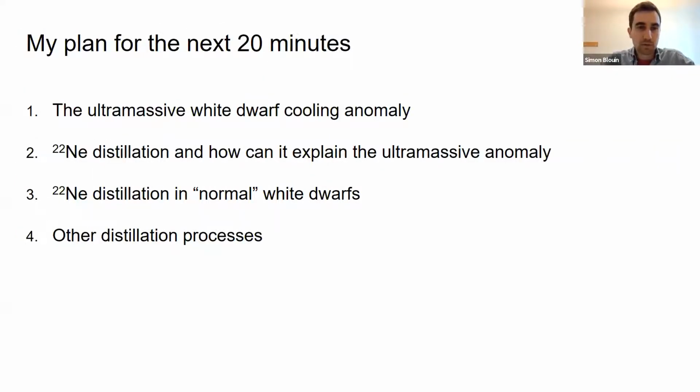So my plan for the next 20 minutes is first to explain what this ultramassive cooling anomaly is. Then from there, I will introduce the idea of neon 22 distillation and how it can explain this anomaly. I will then explain how this same process can also alter the evolution of more normal white dwarfs. And finally, I will say a word about the possibility of other distillation processes in crystallizing white dwarfs.